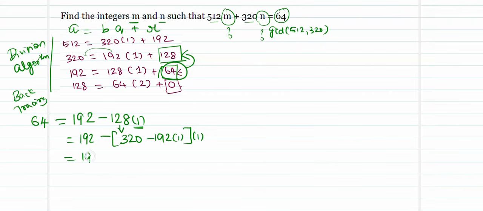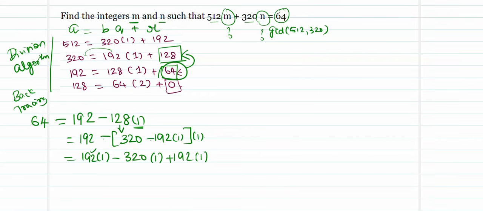So this is 192. This 192 can be written as 192 times of 1 minus 320 multiplied by 1 is 320 times of 1, minus into minus plus 192 times of 1 into 1 makes it as 1. So now what happens over here? So this is not 129, it is 192. Okay, so 192 times of 1.